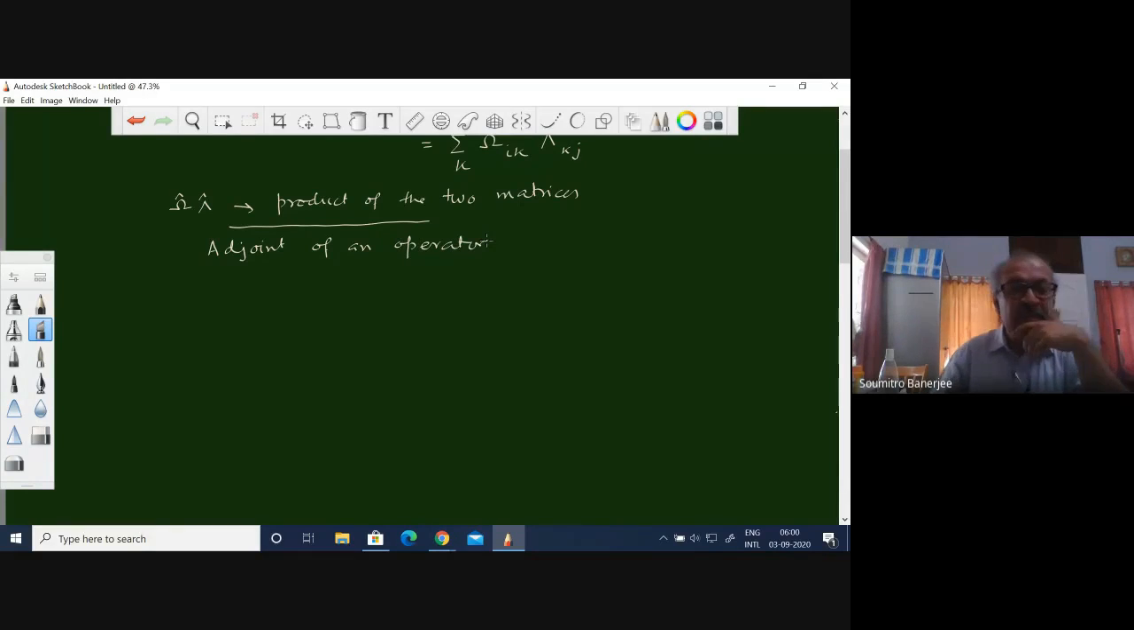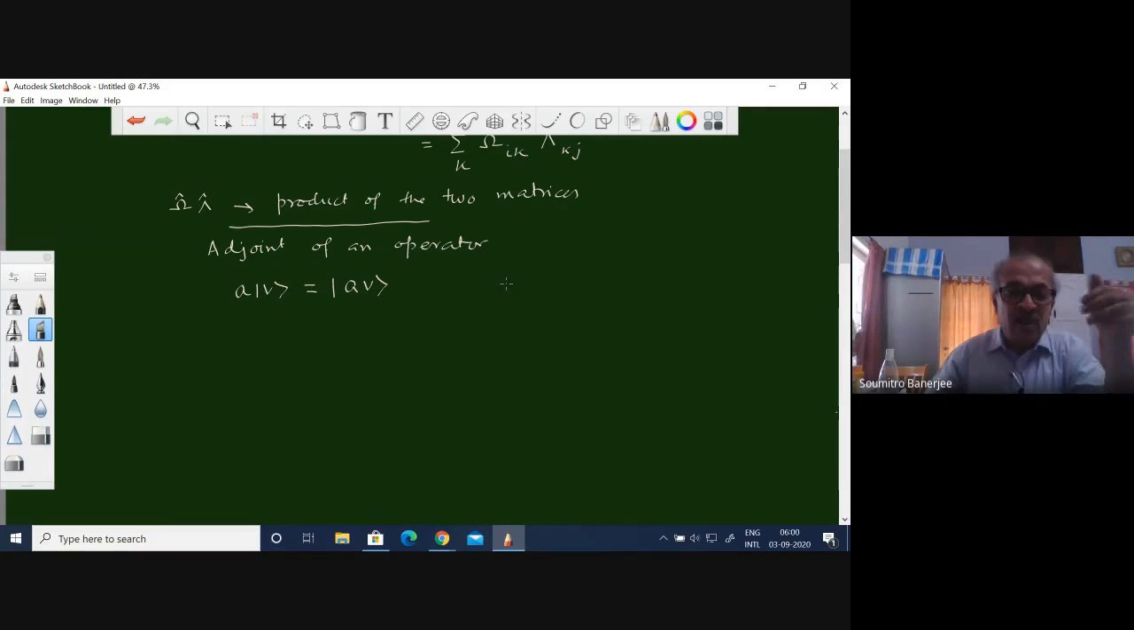Adjoint of an operator. See, we already know that if you have a vector v and a multiplicative constant a, then we can write it as a v, in the sense that this is a vector, this is a function. In fact, on this function you have just multiplied a constant, and treated the whole thing as a vector, though both these things are the same. So this is a rule that you have already learned.